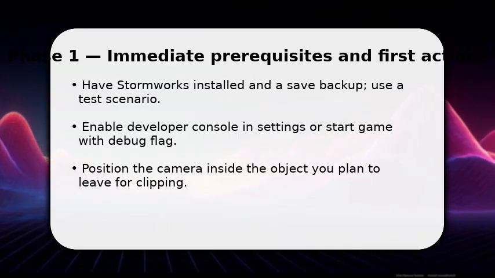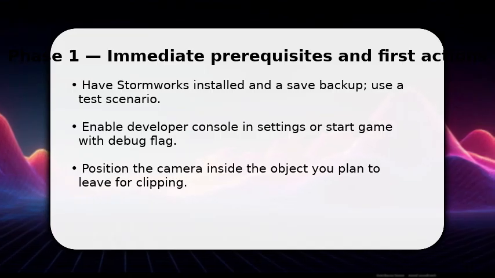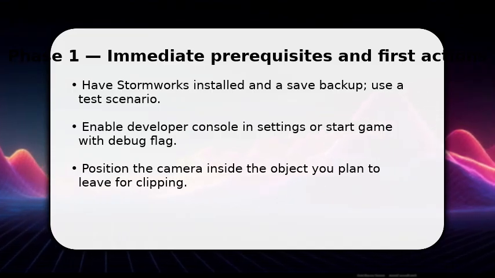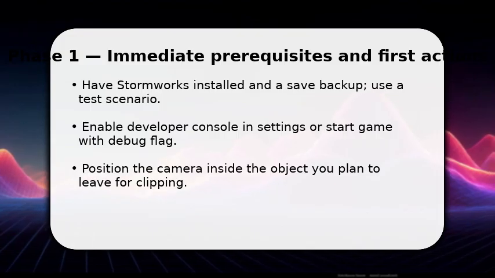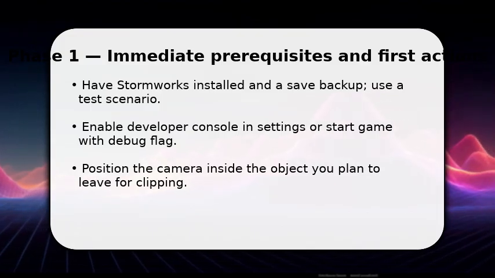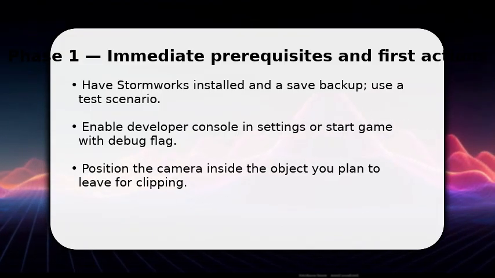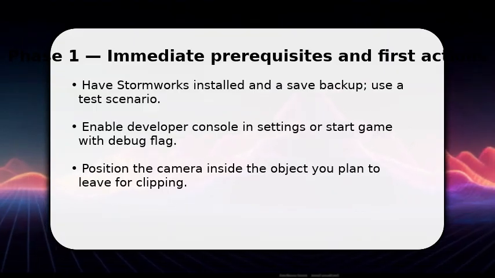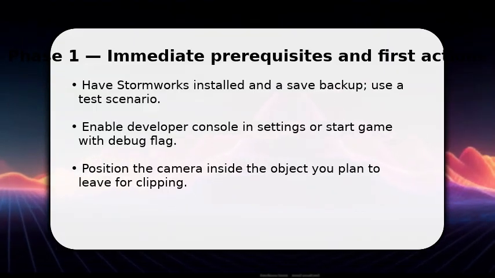Once done, position your camera or player model so you are half embedded in the object or wall you intend to Noclip through. This alignment matters because Noclip relies on starting inside collision geometry. Make sure the contact angle is shallow, not perpendicular.